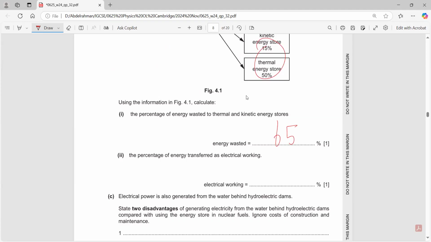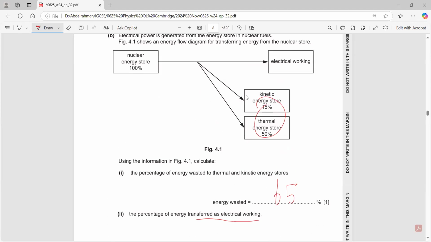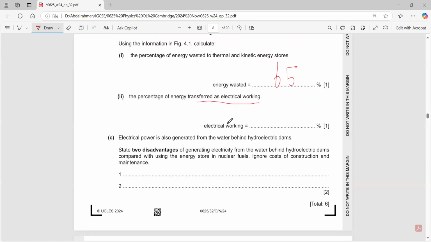Can I find the percentage of the electrical working? Yes, if the total input was 100%, total output has to also be 100%. If this is 65, then this has to be 35. 100 minus 65 would be 35%.